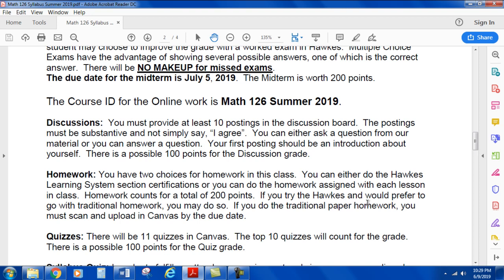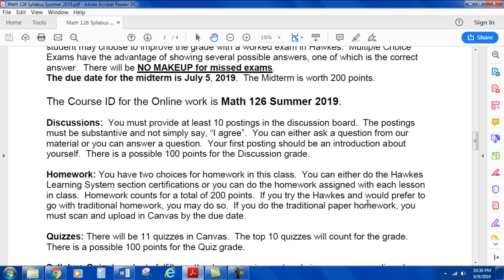Homework. You have two choices for homework in this class. You can either do the Hawks Learning System section certifications. That's how you do the homework, you certify. Or you can do the homework assigned with each lesson in the class. Homework counts for a total of 200 points. If you try the Hawks and prefer to go to the traditional homework, you may do so.